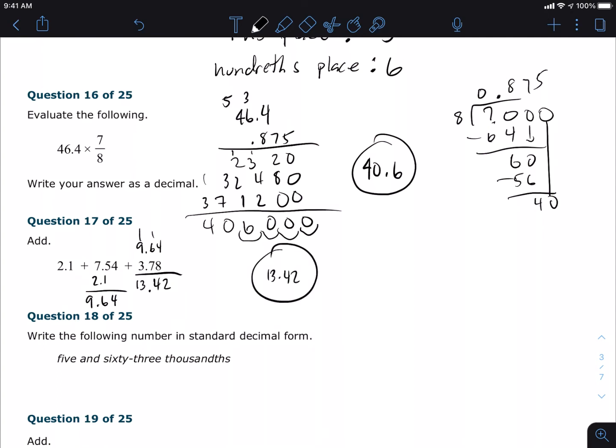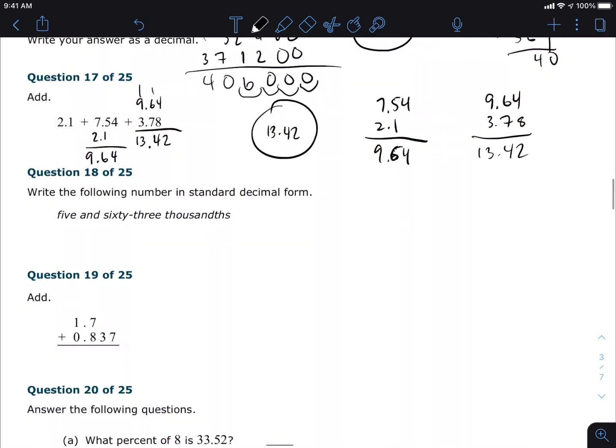Does everyone see what I did there? I just took the first 2 numbers and added them. Oops, that should be a 6, silly me. And then I took that new number and added it to the last number. And that's how I got my solution. Instead of adding all 3 at once, I did it in a way that I would feel comfortable. Okay.